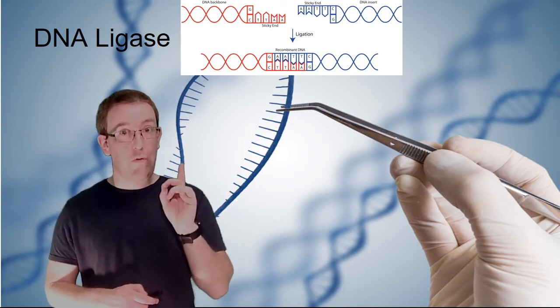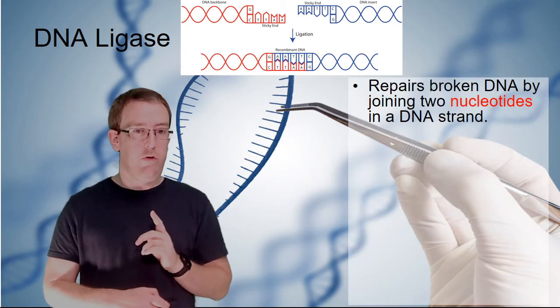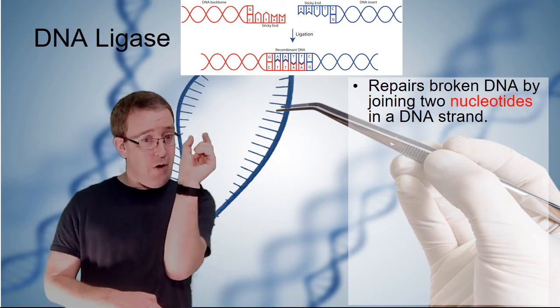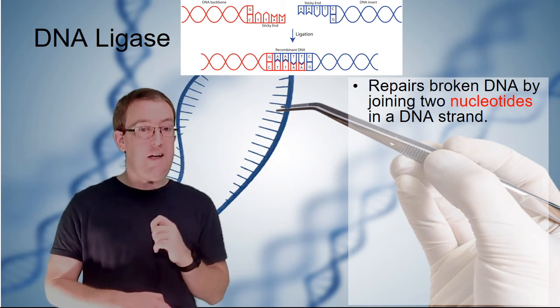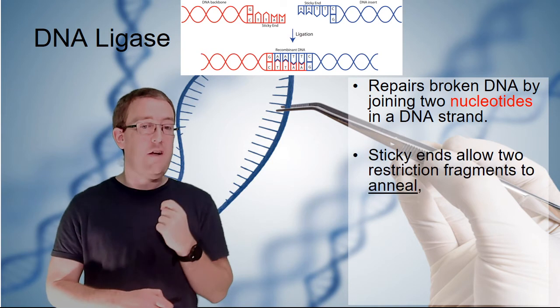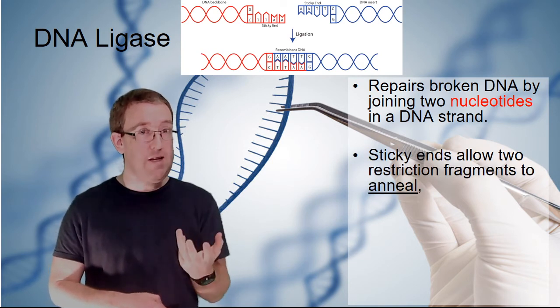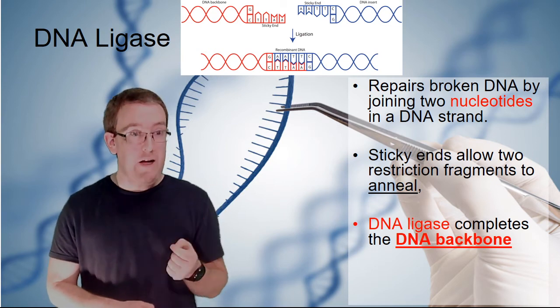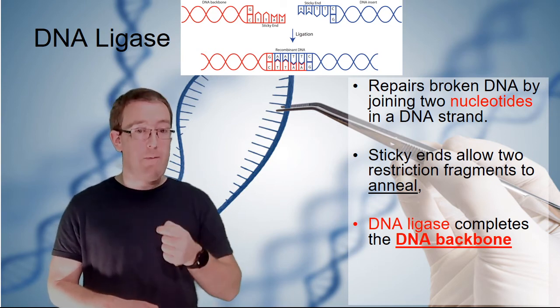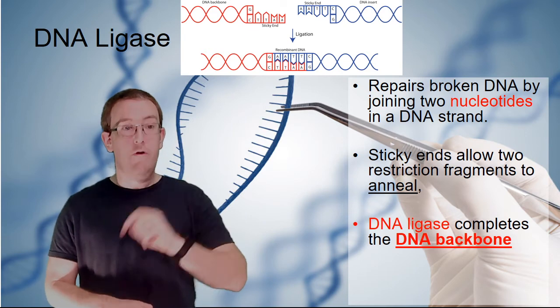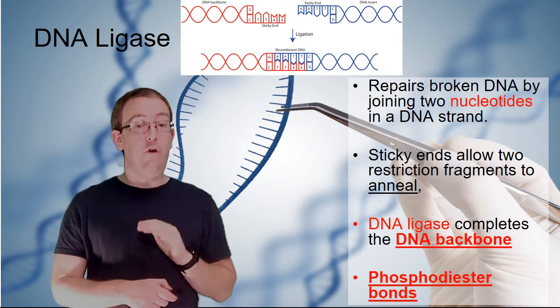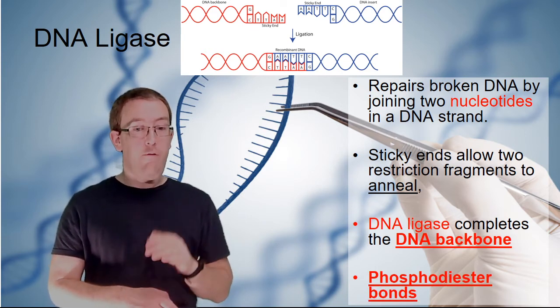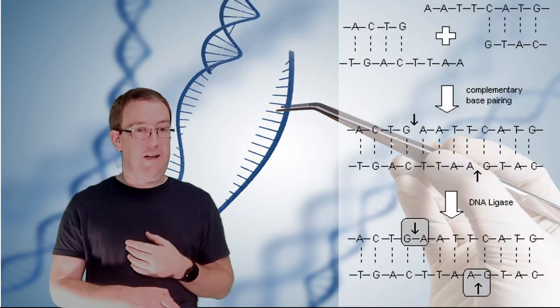The bit that requires an enzyme, that forms a covalent bond, is the backbone, okay? So it repairs the broken DNA, joining the two nucleotides in a DNA strand. So sticky ends are annealed by hydrogen bonds, and then it's DNA ligase's job to complete the backbone. And you should know from earlier in the A level that's phosphodiester bonds, phosphodiester bonds joined back together again, okay.